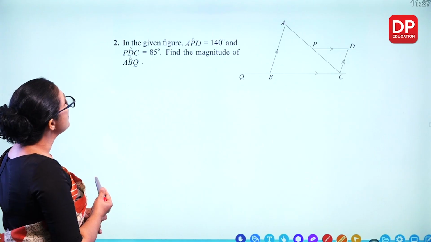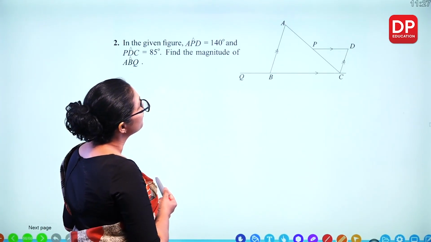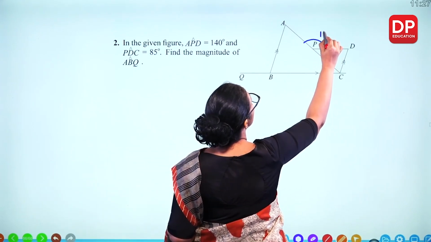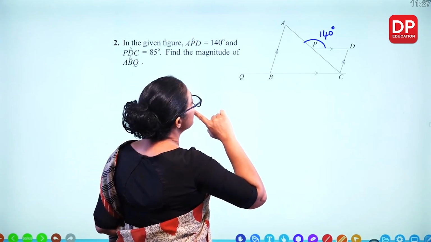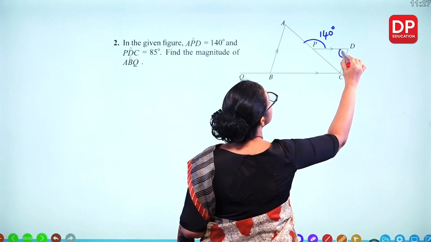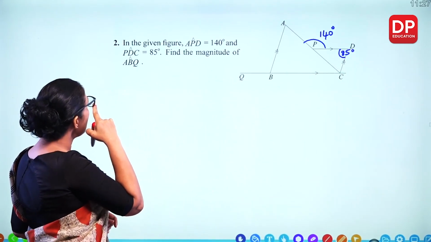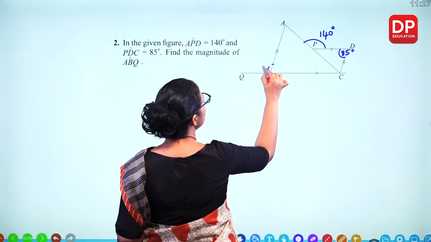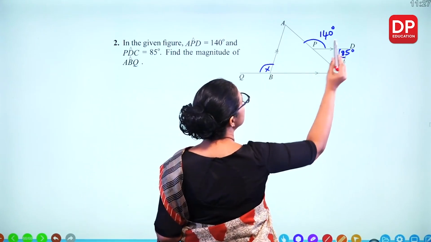Question number 2. In the figure given below, APD is 140. So this is 140. And PDC is 85. This is 85. Find the magnitude of ABQ. This angle. So these two lines are parallel.